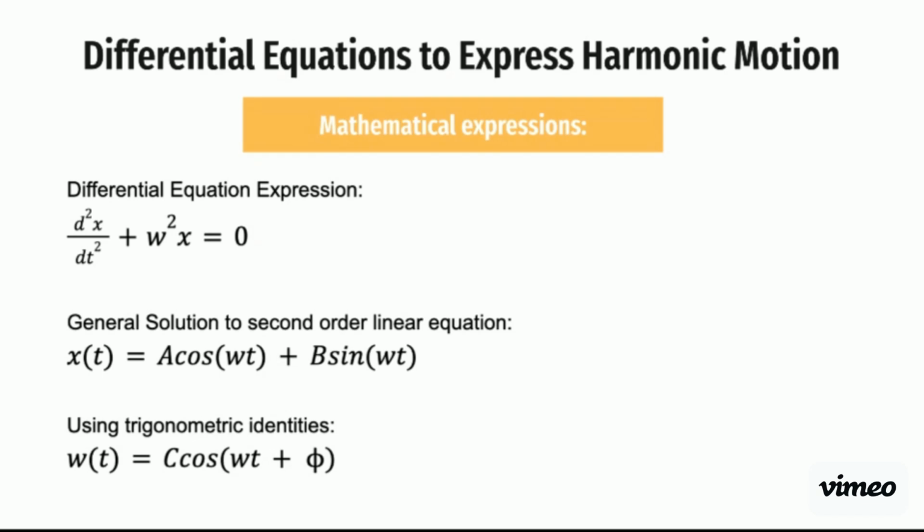And then we can also use trigonometric identities, so it can be expressed in a slightly different form where you can see the amplitude of the oscillation and the phase angle, which represents the initial phase of the oscillation. This form of the solution is more convenient when we want to know the amplitude and the phase.